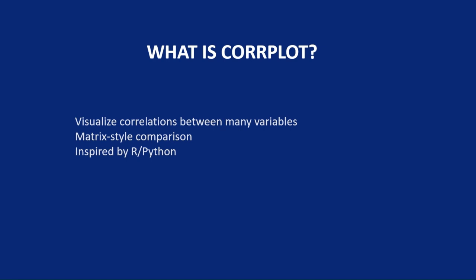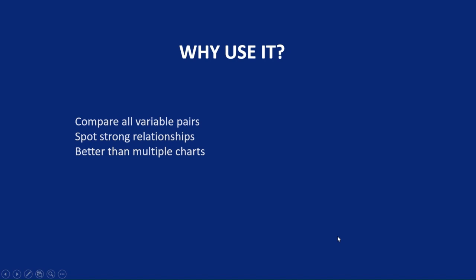Why should you use a corr plot? You can compare all variable pairs at once, quickly spot strong or weak relationships, and avoid creating multiple scatter plots. It is much more efficient and powerful.